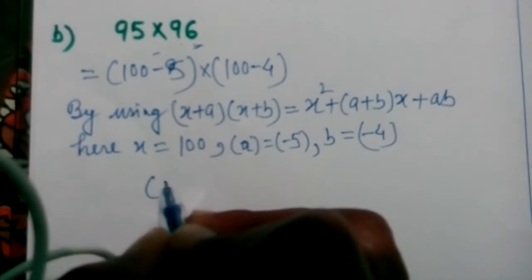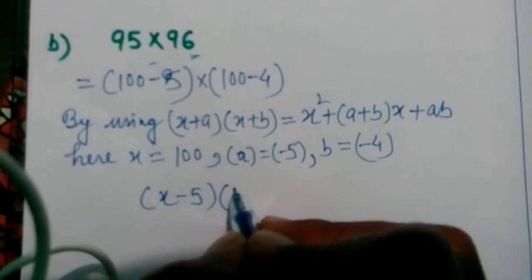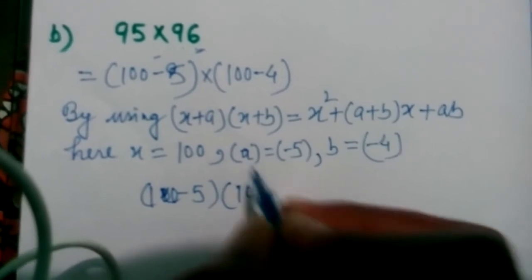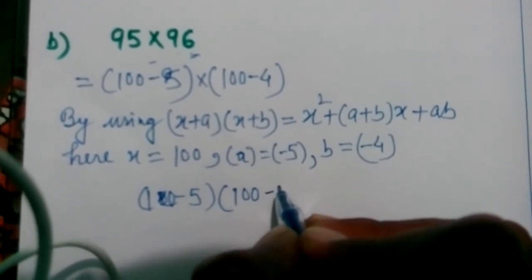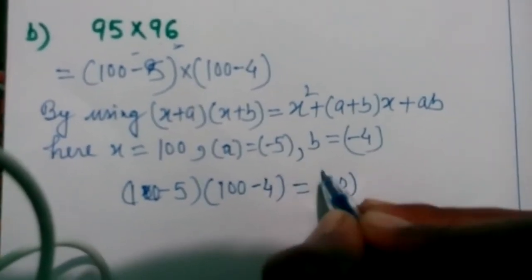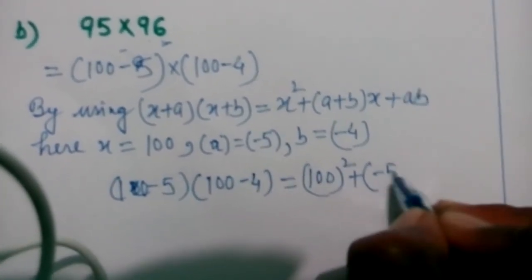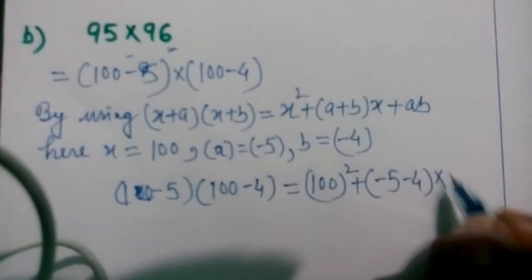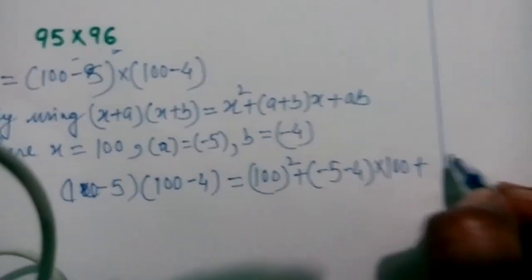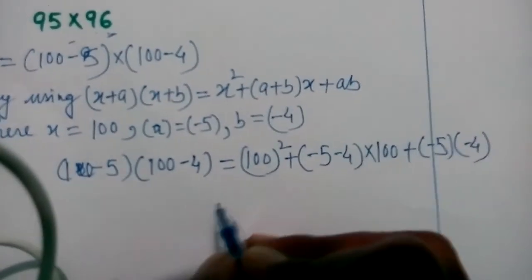Very simple. So it will be x square, that is 100 raised to power 2, plus (a plus b), where a was minus 5 and b was minus 4, into x, which was 100, plus a into b, that is minus 5 into minus 4. So it will become what?